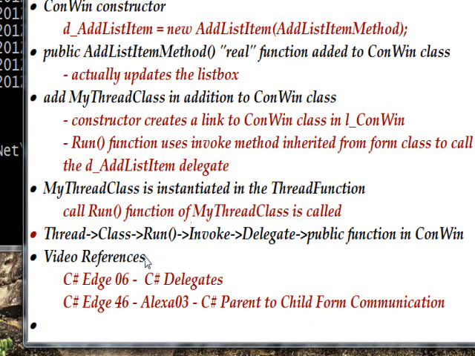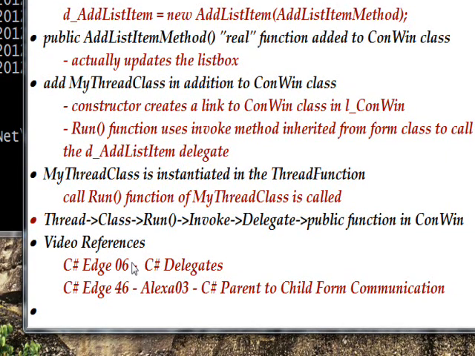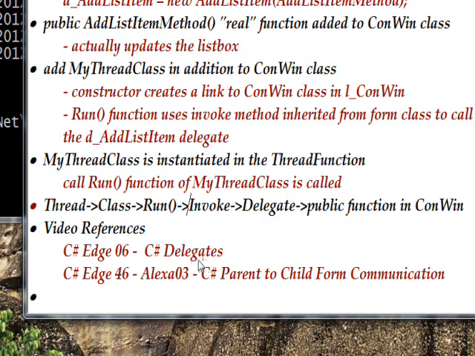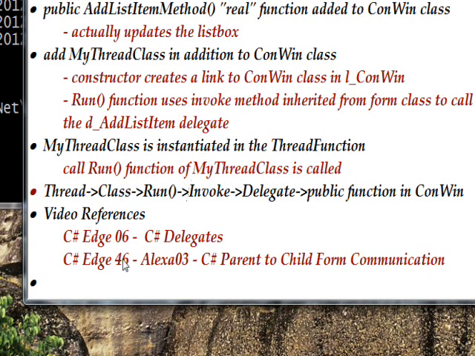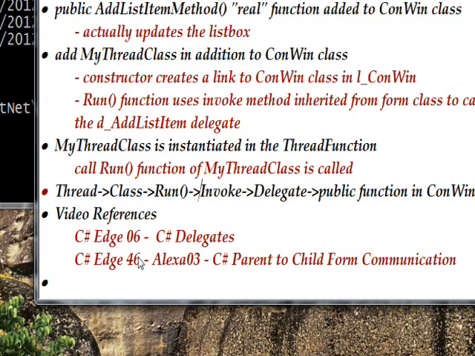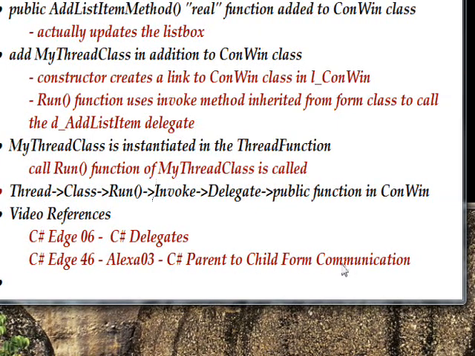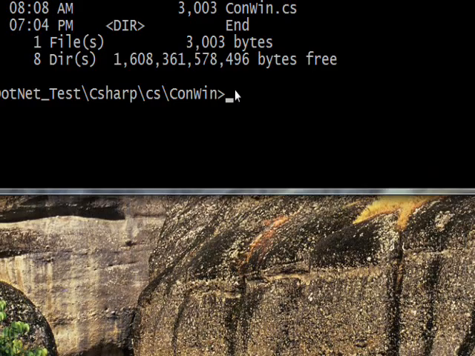And two video references I want to make, even if it sounds a little self-serving, are C# Edge 6, in which I describe how delegates work, and the one I mentioned previously, C# Edge 46, which is in the Alexa series, Alexa 3, and it describes C# parent to child form communication, which is really class-to-class communication, but in this case both classes involve two different forms.